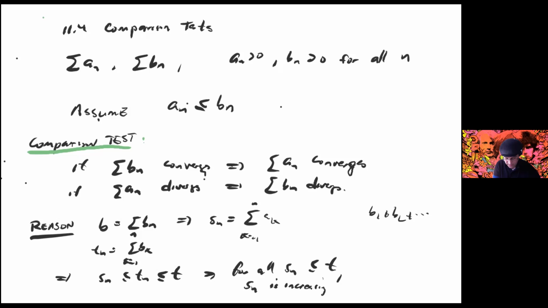So it's bounded and monotone. So S sub n has a limit, a finite limit. This comes from section 11.1 on sequences, and that's what we needed to show. So this is why the comparison test is true. Okay, so let's do some examples. That's my plan for the rest of the lecture.